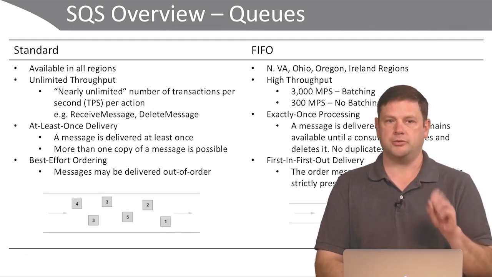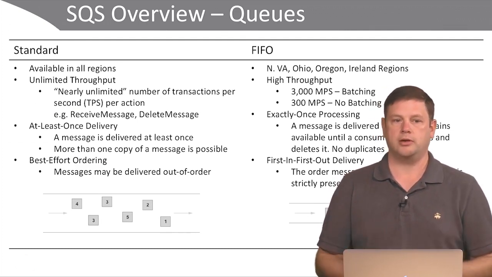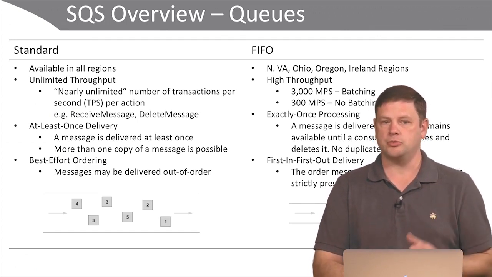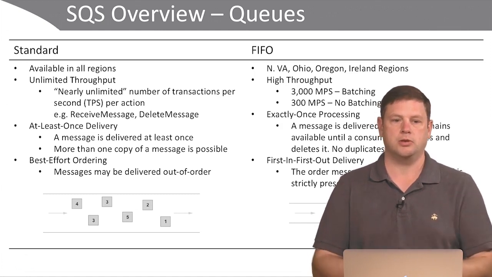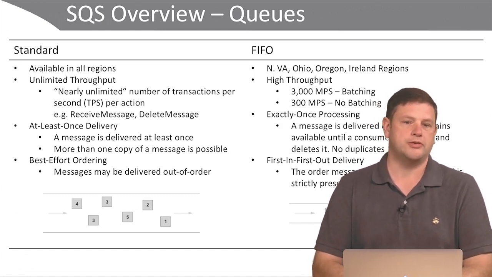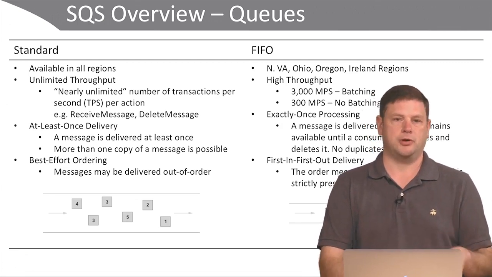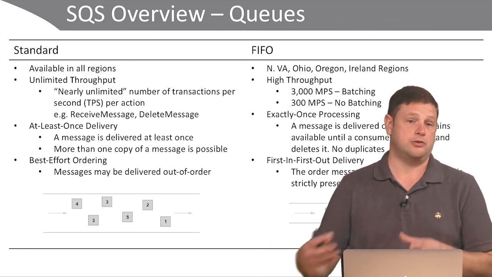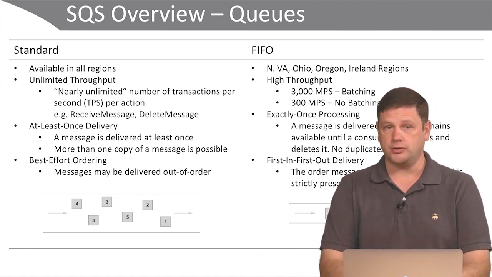Two different queue types, standard and FIFO. Starting with standard, this is the normal one that you will most likely be using. Available in all regions, unlimited throughput. Now, Amazon says nearly unlimited, quote unquote, with respect to the number of transactions per second. This is going back to my voting example. If you had 15 million votes that needed to be ingested within a few seconds, you could do it with Amazon SQS. At least once delivery.